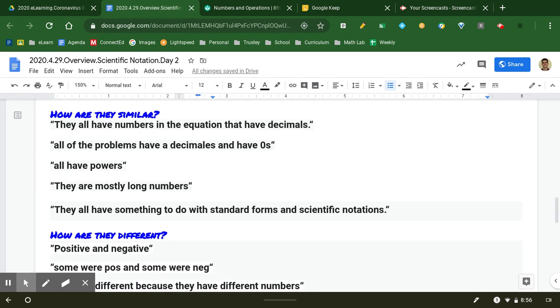All had numbers in the equation. They all had decimals. Several people saying they all have decimals. All have powers of 10. Zeros came up quite a bit. More on zeros later. Mostly long numbers, that's true, and that's kind of the big point.